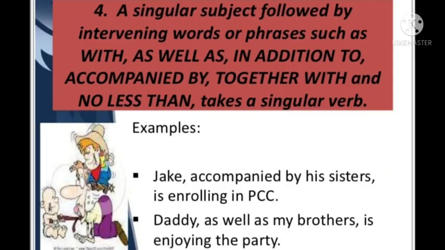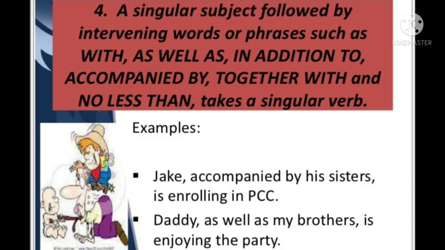A singular subject followed by intervening words or phrases such as with, as well as, in addition to, accompanied by, together with, and no less than always takes a singular verb. So if you are seeing these words, it is mandatory the verb should be singular. The words are with, as well as, in addition to, accompanied by, together with, and no less than. These words always use a singular verb.